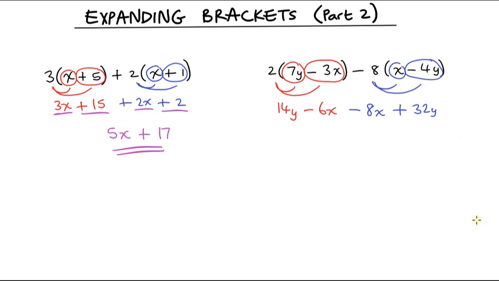Okay, now let's look at simplifying our answer. So we've got 14y and we're adding on 32y. Well, that's going to give us positive 46y. And then we've got negative 6x minus 8x. Well, that will be negative 14x. So this here is our final answer.